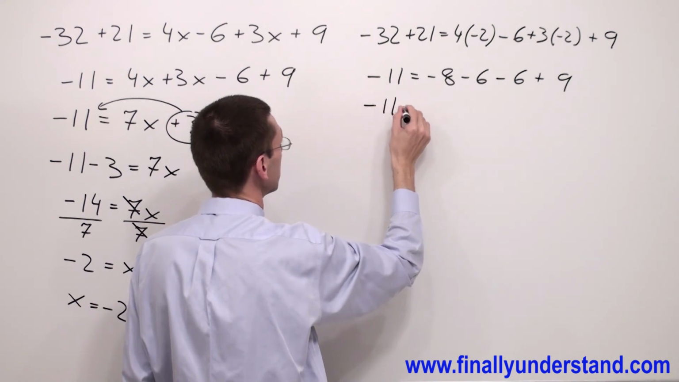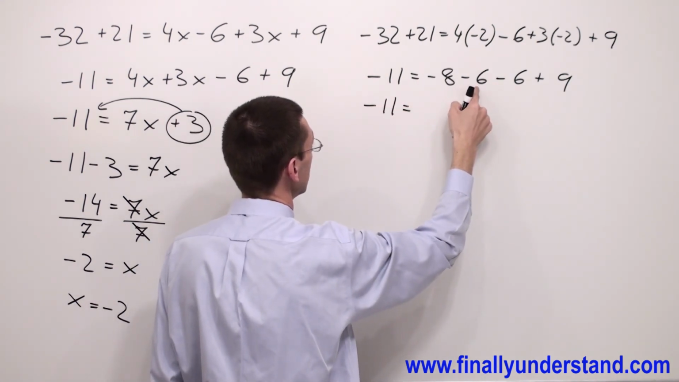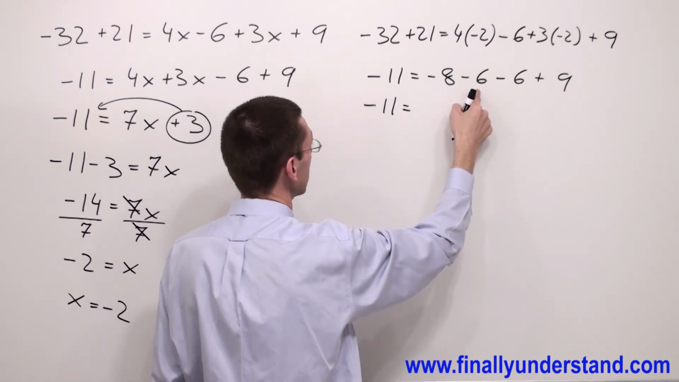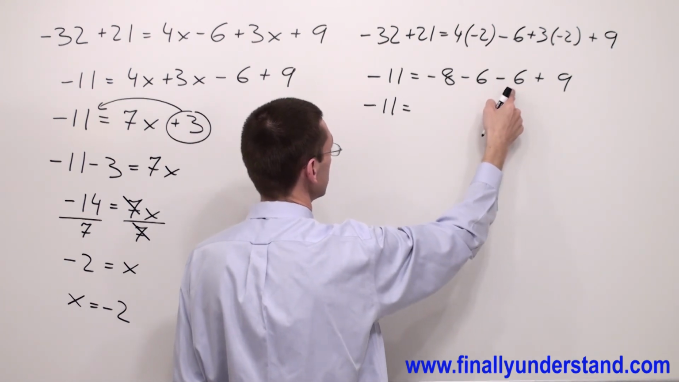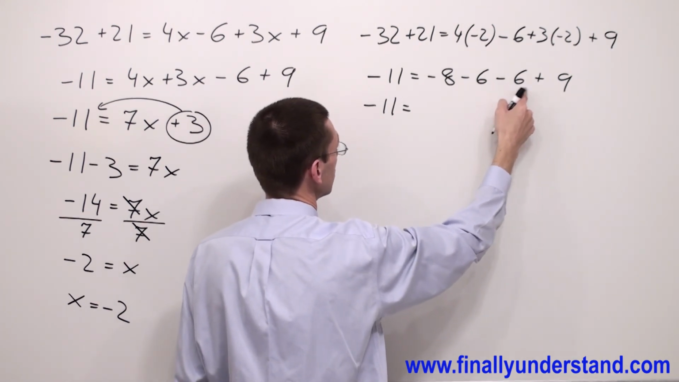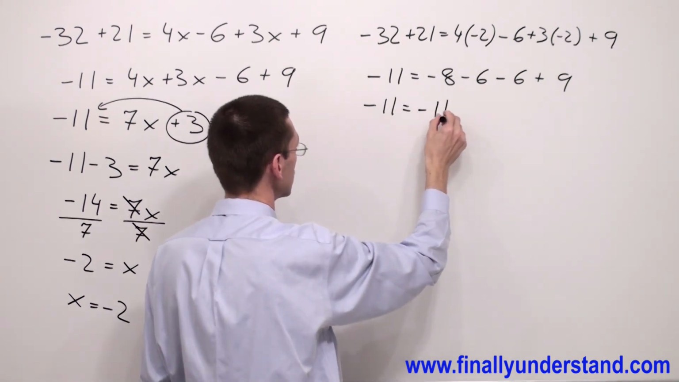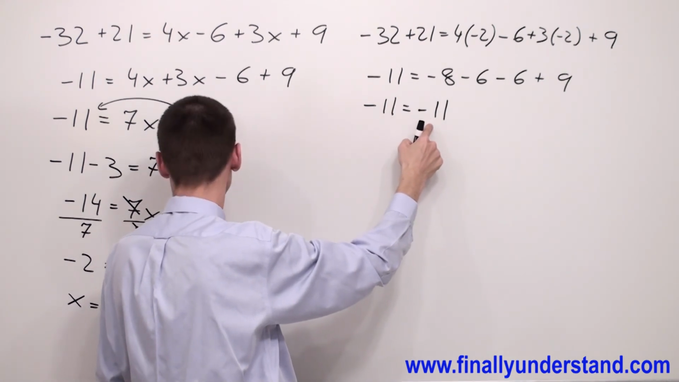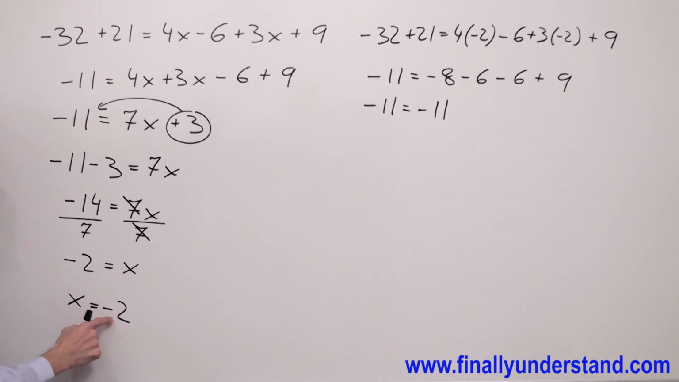Negative 11 is equal to negative 8 and negative 6 is negative 14. Negative 14 and negative 6 is negative 20. Negative 20 plus 9 is negative 11. As you can see, the left side of my equation is equal to the right side of my equation. That's why x equals negative 2 is the solution to my problem.